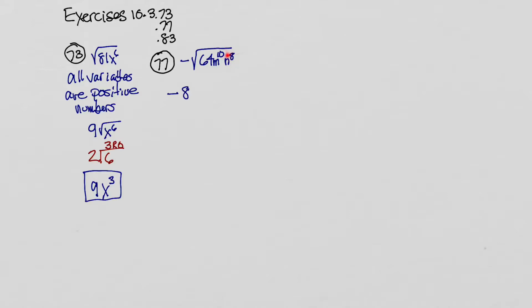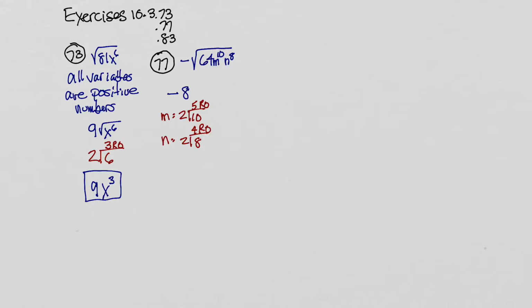to see how many m's to take out and how many n's to take out and how many will remain under those radicals, if any. So for m, we're going to take 2 into 10, which will go 5 times, remainder 0. So we can take 5 m's out, 0 will remain under the radical. We can probably just do this in our head, actually. And for the n's, we'll take 2 into 8. That'll go 4 times with remainder 0. So we can take out 4 n's, 0 will remain under the radical.